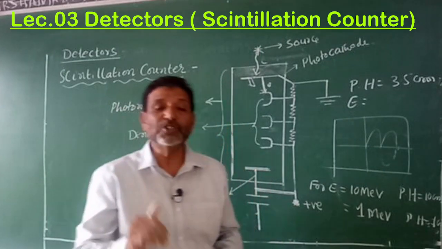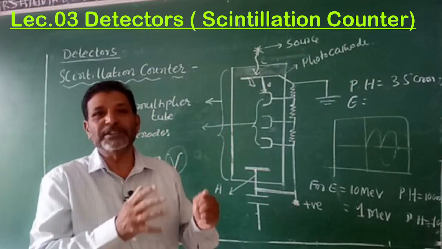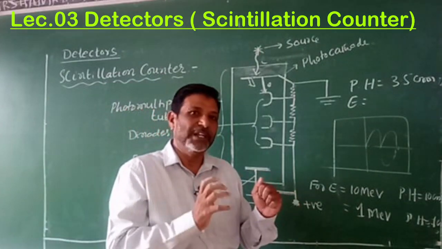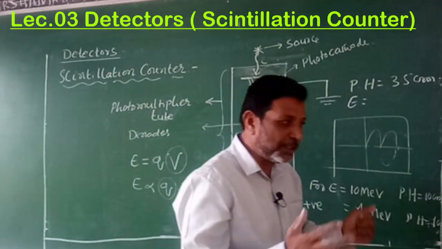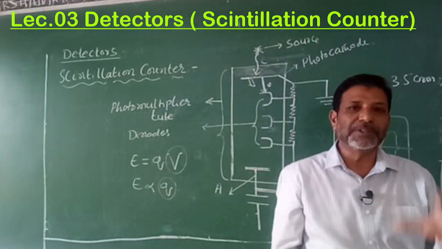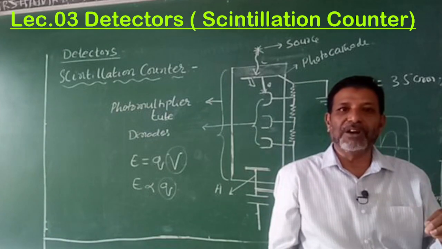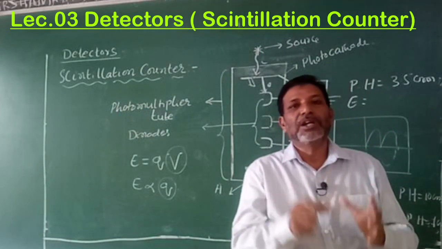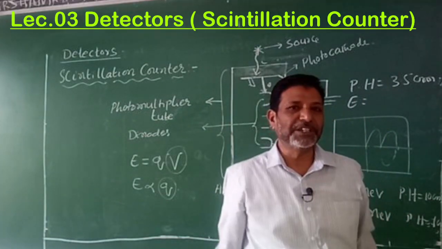In addition to this, we can calculate the energy of the emitted particles also by using this scintillation counter. Therefore, this is the way the scintillation counter is used for the determination of the number of particles emitted in a given time and the energy of the particles. With this, we will conclude the scintillation counter.